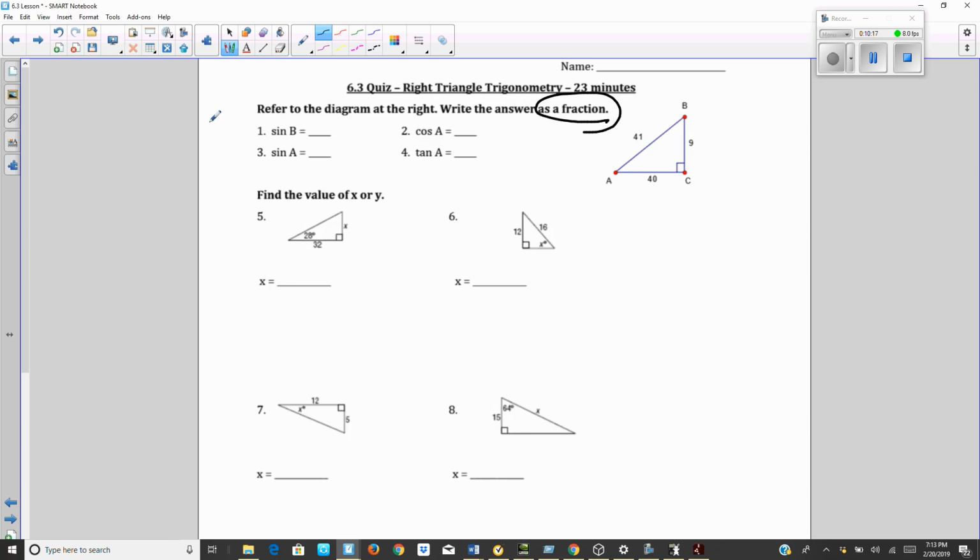So number 1, they want us to find the sine of angle B. So I'm going to circle B. So sine, of course, is O over H. So I just need to figure out what the opposite side of angle B is and what the hypotenuse is. If you cover up angle B with your hand, the side you're not touching is 40. So 40 is the opposite side. Of course, the hypotenuse is the longest side, or the side opposite the right angle. So O over H is 40 over 41.